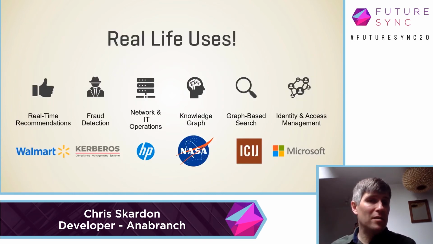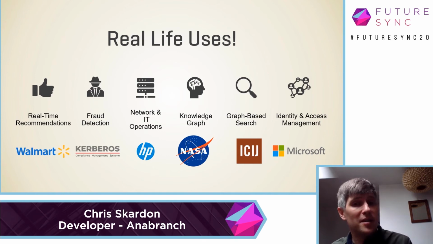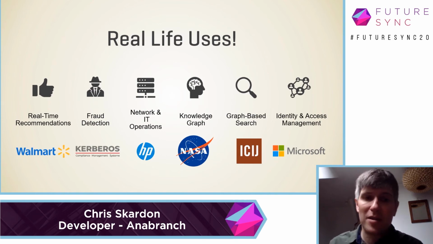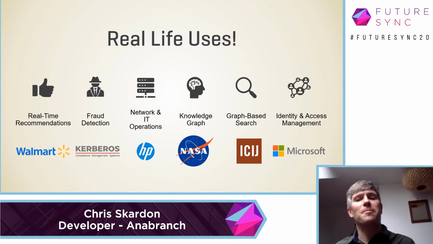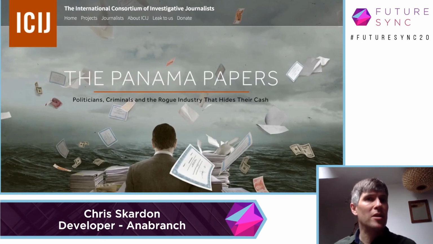In real life, Walmart use this for real-time recommendations. I mean, all of these companies are using Neo4j for doing these. We've got fraud detection, IT operations, knowledge graph from NASA, searching from ICIJ, IAM from Microsoft. And ICIJ is one of the ones that's most interesting. You might know them from the Panama Papers.